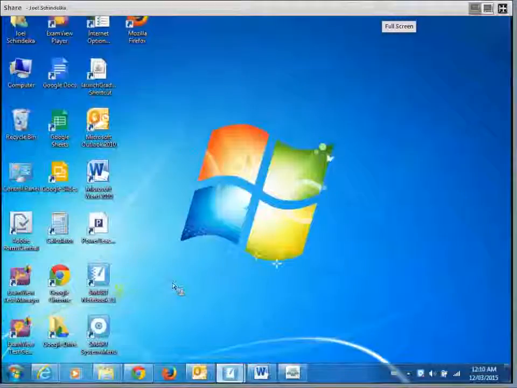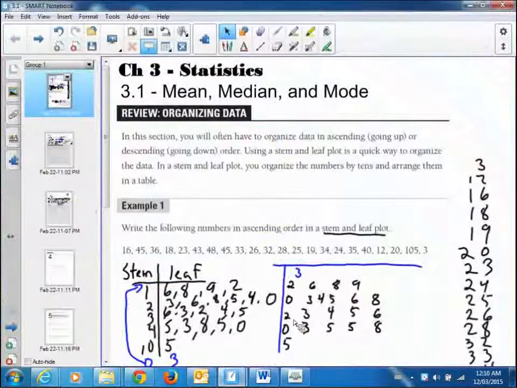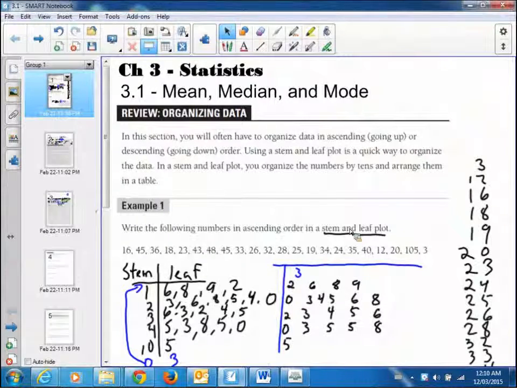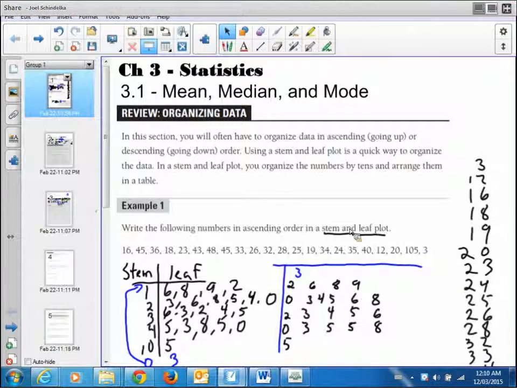Now let's get going. Okay, section 3.1, mean, median, and mode. The first thing we're going to look at is a way to order data.